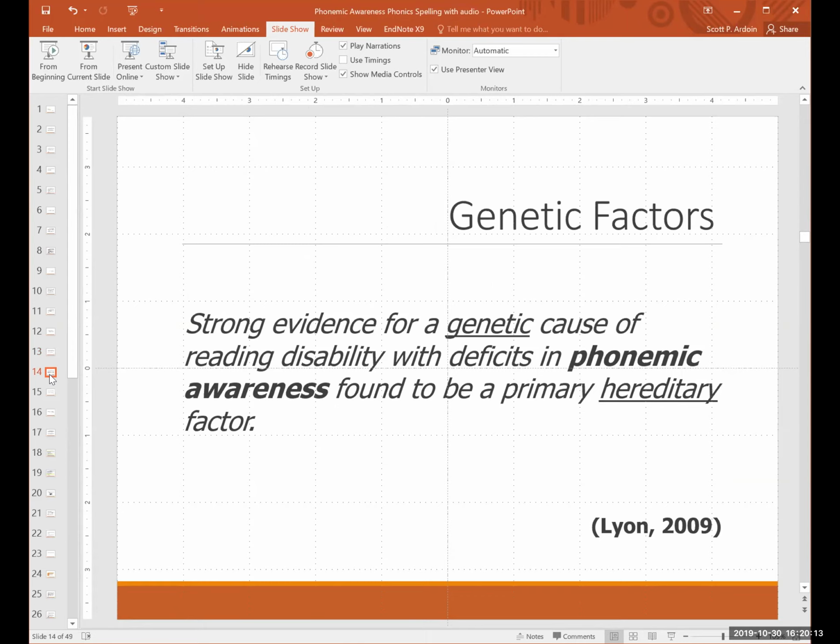There's pretty strong evidence for a genetic cause of reading disability, with deficits in phonemic awareness found to be primarily a hereditary factor. So while that is true, undoubtedly true, we also know that having that instruction is also essential and important for students. So lack of instruction can also be a cause of lack of phonemic awareness skills.